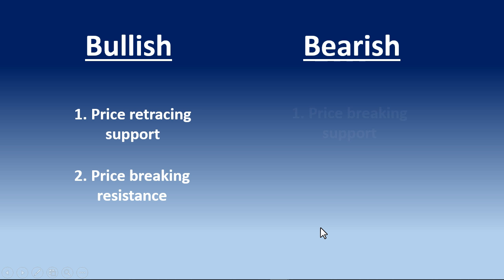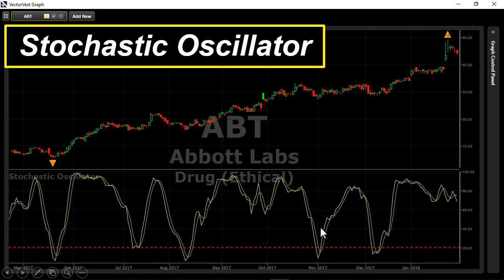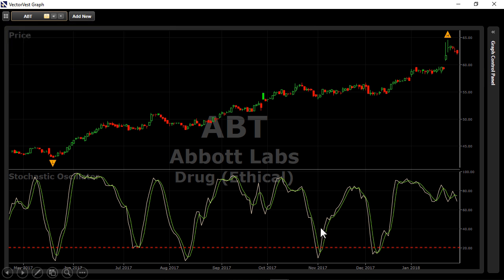And two bearish situations: one, if price breaks through support, or if it retraces from resistance. The last indicator we'll look at is the stochastics oscillator. As with other oscillators, it helps pinpoint overbought and oversold conditions. Just like the MACD, don't let all the squiggly lines confuse you. It's not confusing. Let's take a closer look at this example.